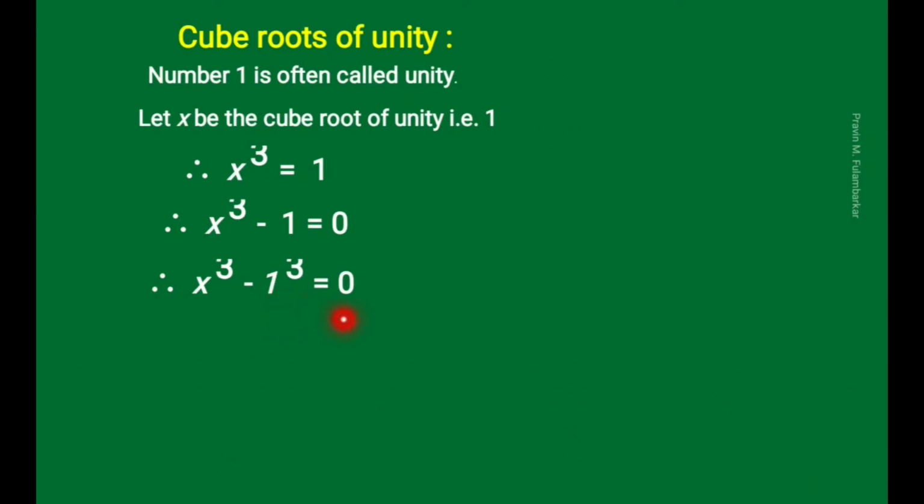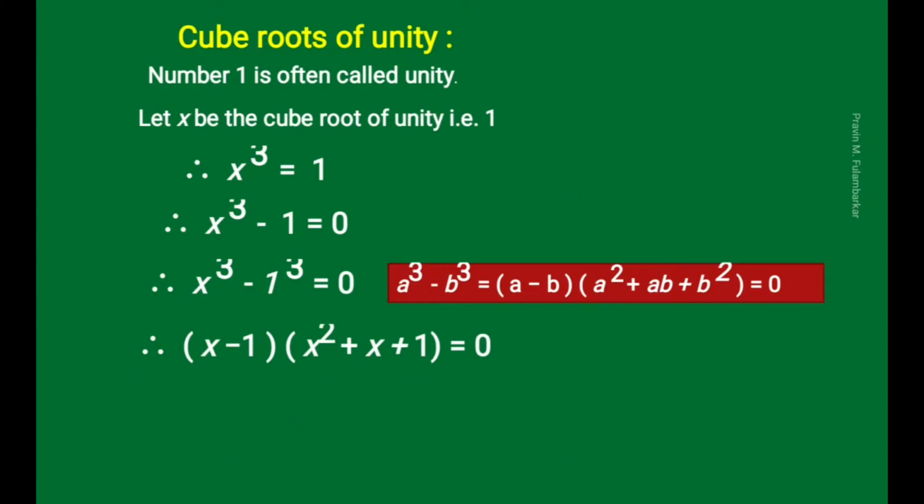So we use the formula a cube minus b cube. a cube minus b cube we write as a minus b in bracket a square plus ab plus b square. Here is one print mistake: we do not require equals to 0. You have to write only a cube minus b cube as a minus b into a square plus ab plus b square. So x cube minus 1 cube can be written as x minus 1 in bracket x square plus x plus 1. So we apply the formula a cube minus b cube. That means x minus 1 equals 0 and x square plus x plus 1 equals 0.